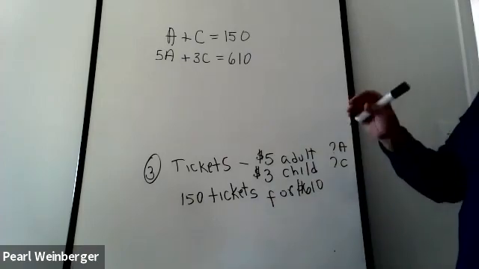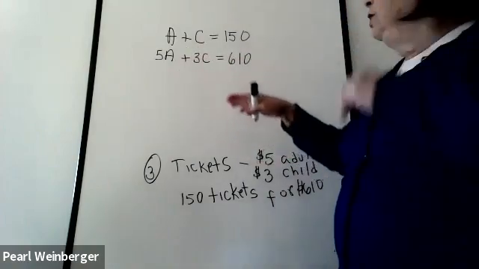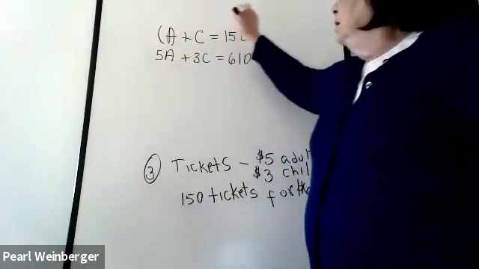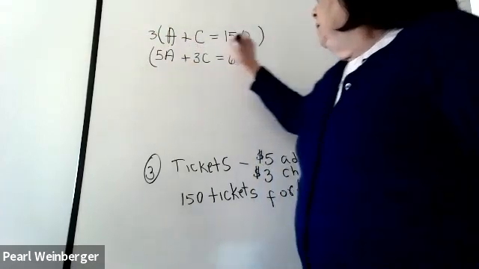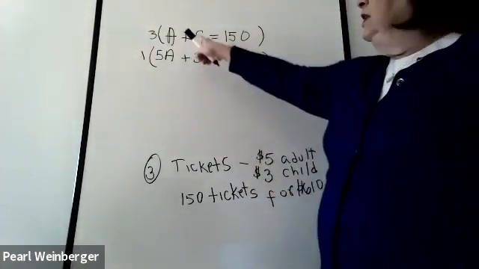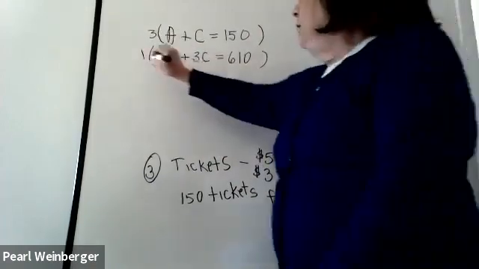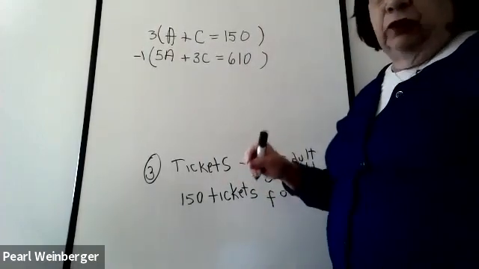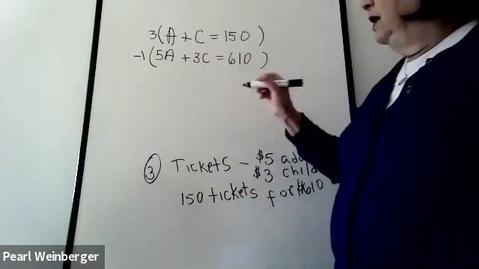Now to solve it, they want us to find A and C. So let's say we decide we want to get rid of the C first. If we want to get rid of the C, I'm going to multiply the top equation by 3 and the bottom equation by 1, or just not multiply it at all. But since these are both positive and I need one to be positive and one to be negative, I'm going to put a negative by one of them. It doesn't matter which one you put the negative with. Just one of the multipliers has to be negative.